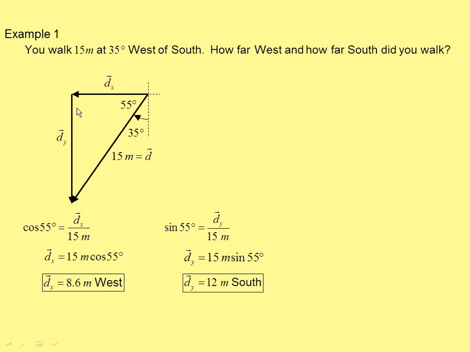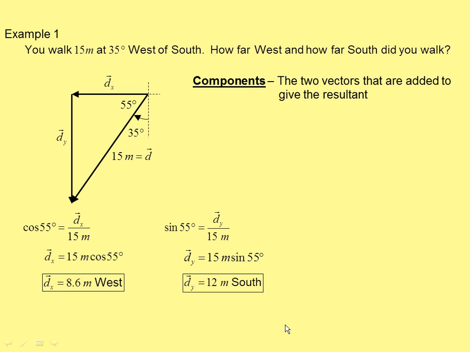In other words, you could go 8.6 meters west and then 12 meters south and end up doing the same thing as if you went 15 meters at 35 degrees west of south, or even 55 degrees south of west. So these are the 2 vectors which added together make up our resultant. And those 2 vectors actually have a special name. They are called components. Okay, components are the 2 vectors that are added to give the resultant.